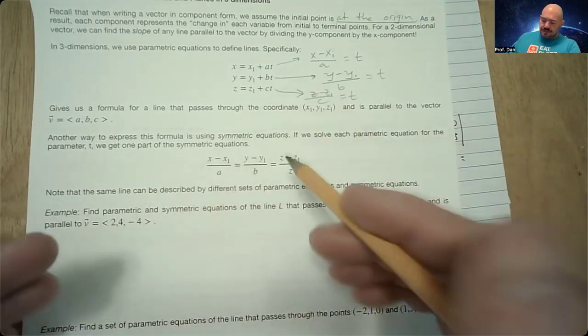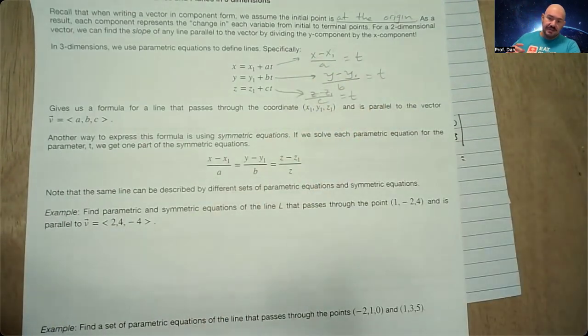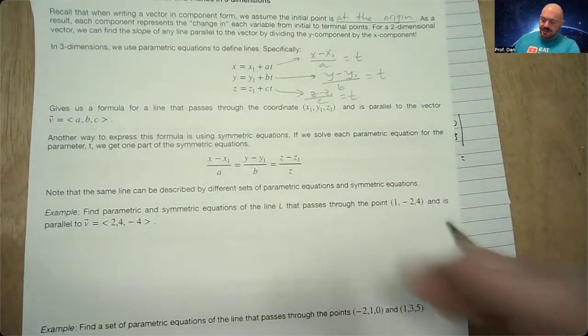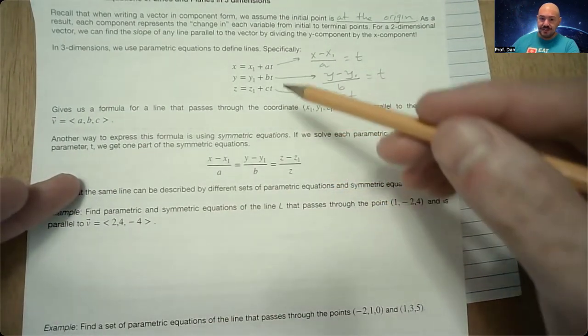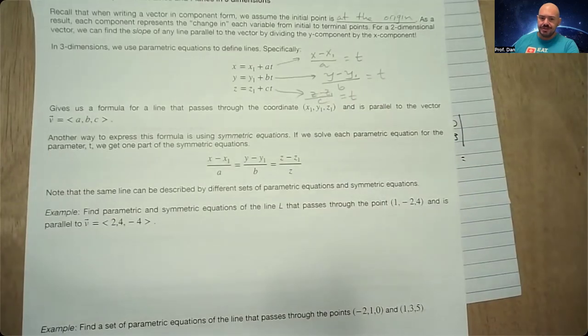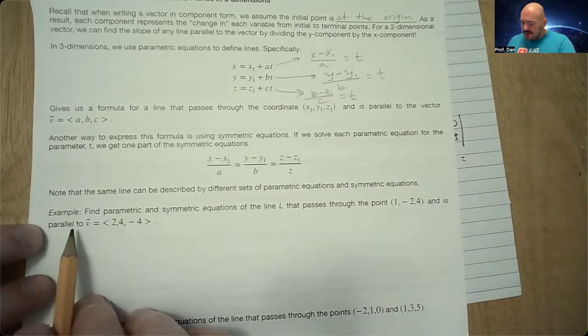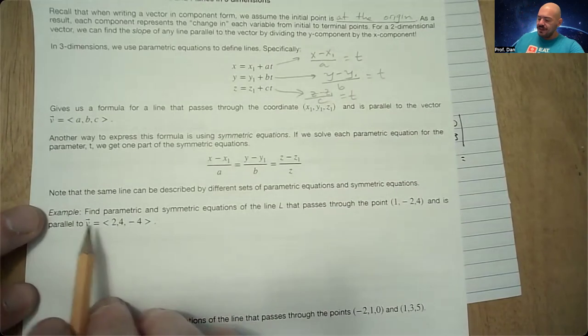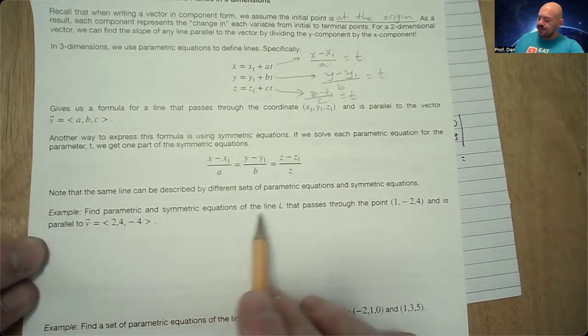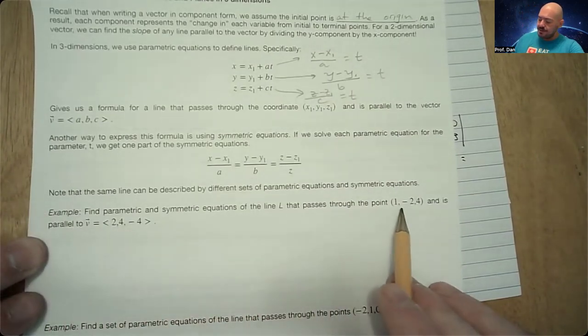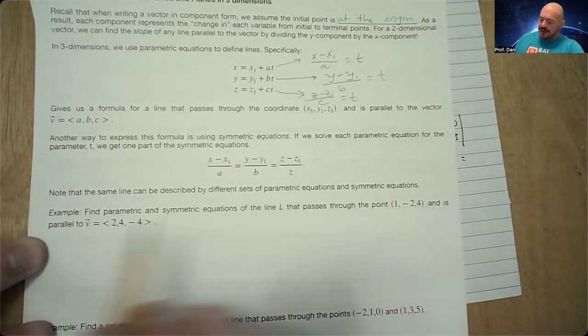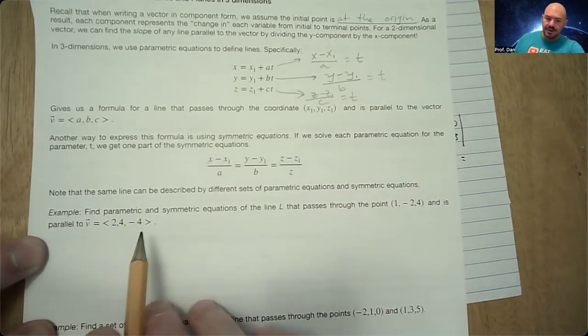Just as with parametrics, you can have the same line be described by different symmetric equations, which makes sense because these come directly from the parametric equations. So, first example: find the parametric and symmetric equations of a line that passes through the point (1, -2, 4) and is parallel to (2, 4, -4).